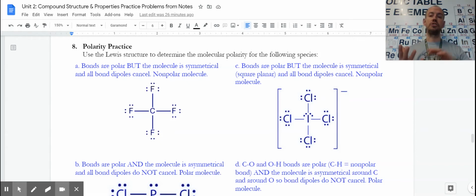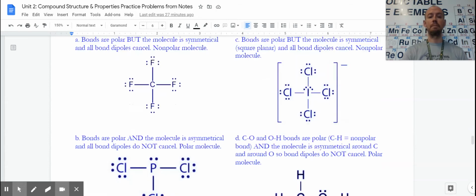Then we're looking for sharing of electrons and symmetry to see if the molecule is polar. So with our carbon tetrafluoride, we have polar bonds in all four directions, pulling the electrons towards the fluorine. But because of the symmetry, they're pulled equally in all four directions and cancel one another out, making the molecule nonpolar. So a good phrase to use is the symmetrical molecule, the dipoles canceling, resulting in something nonpolar.